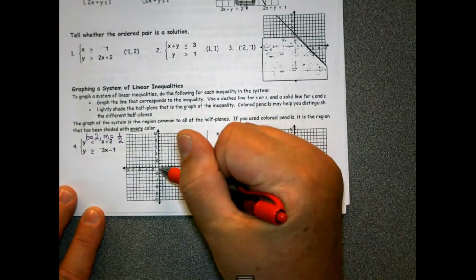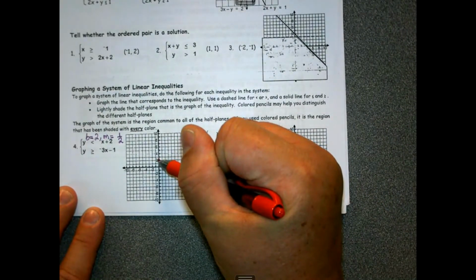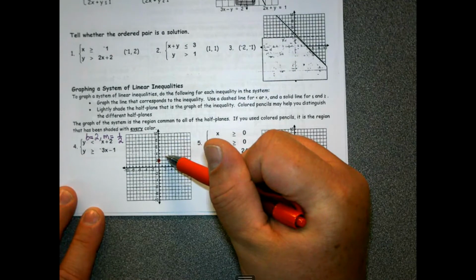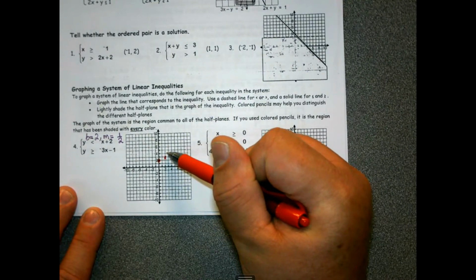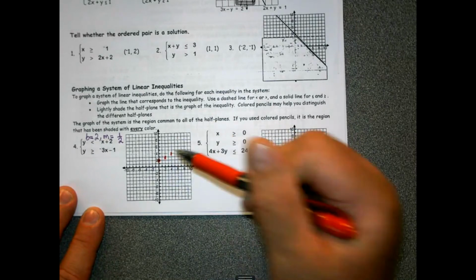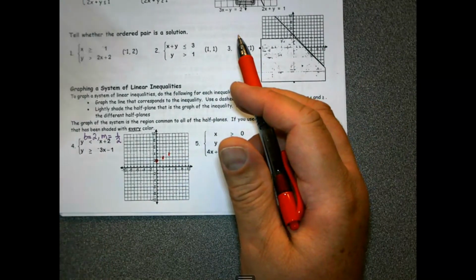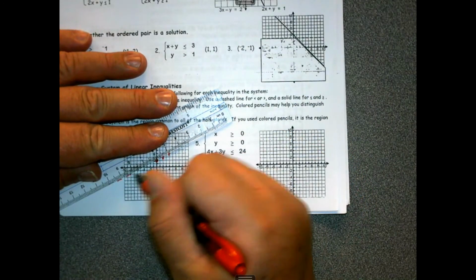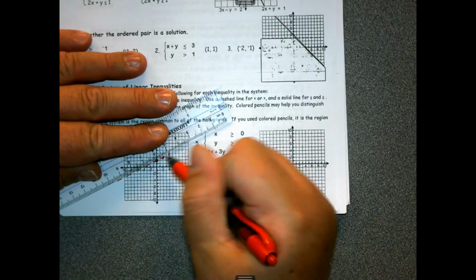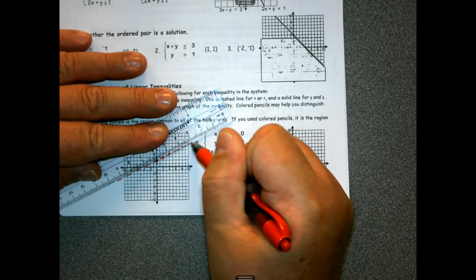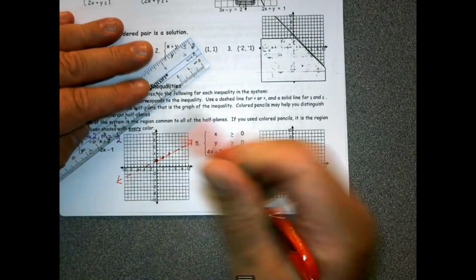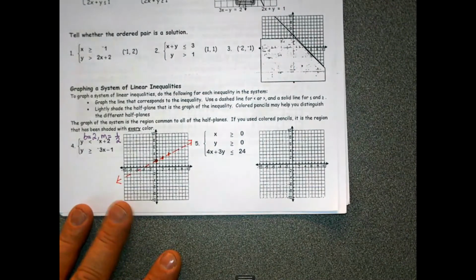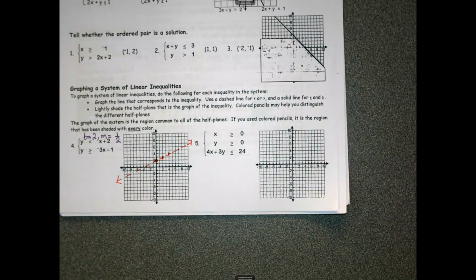Okay, so it crosses my y-axis at 2. I'm going to go up 1, to the right 2, up 1, to the right 2. Do I have a solid or dashed line? Dashed. And do I shade above or below? Below.